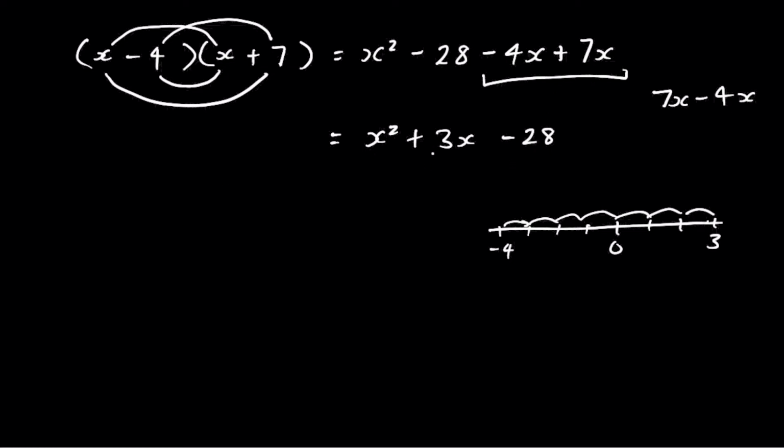Now, why did I leave a space and write the 3x here before the minus 28? Well, when we write quadratics, there's a tradition, a kind of standard that we stick to, where we write our quadratic in what we call descending powers of x. And all that means is you write the highest power of x first, followed by the next highest, followed by the next highest.